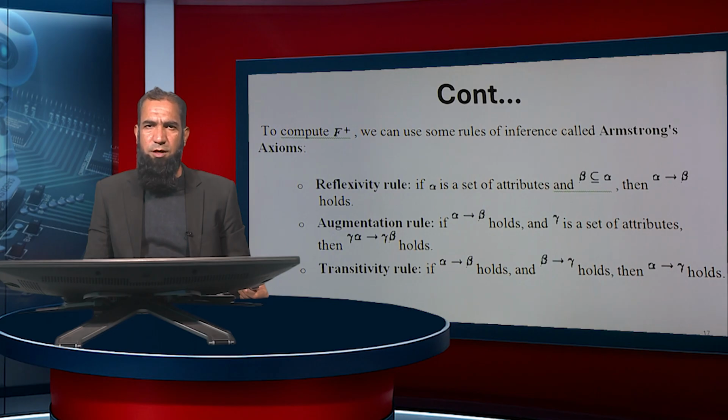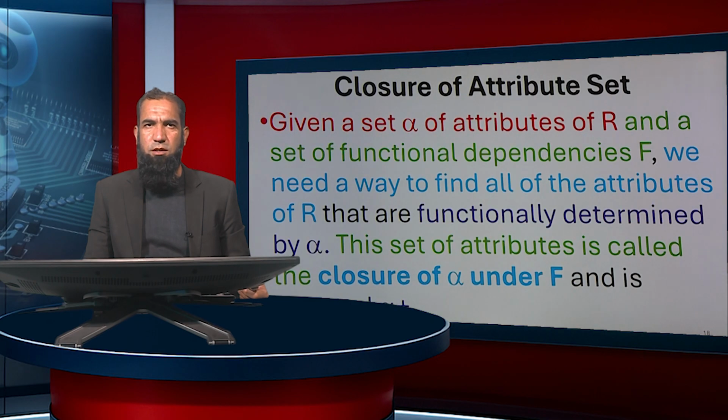This concept is extremely useful in database design. For example, to check whether X is a candidate key, if X plus includes all attributes of R, then X is a key for that relation. So attribute closure is not just theoretical, it's a practical tool that helps us to design better normalized database schemas.